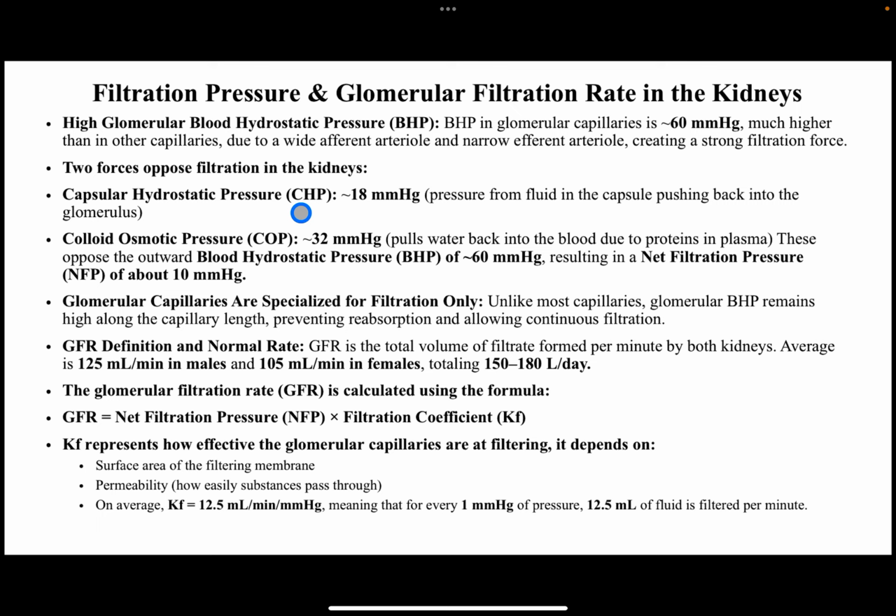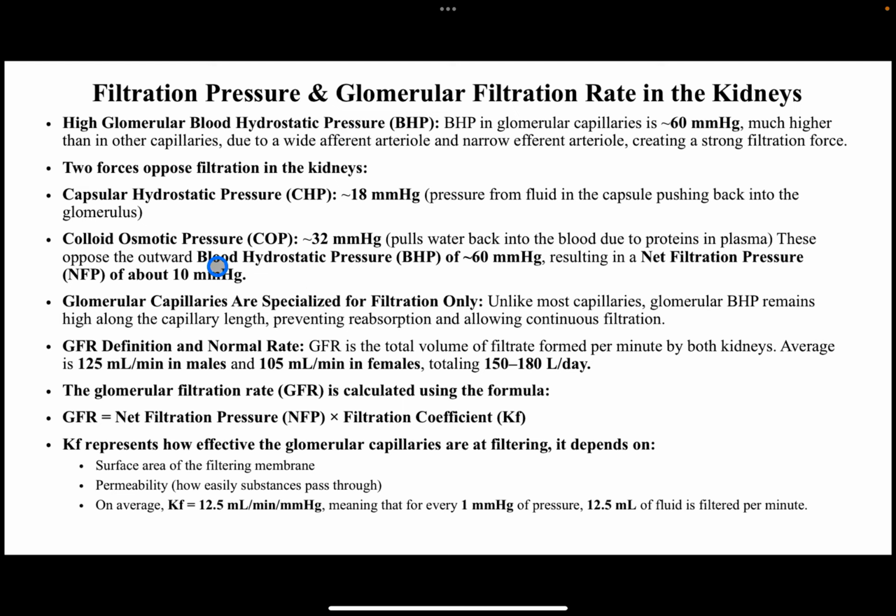Then we have the osmotic or oncotic pressure, and this pressure is within the glomerulus. This pressure pulls water back into the blood due to the proteins in the plasma of the blood. It's also an opposing pressure. It opposes the glomerular blood hydrostatic pressure.